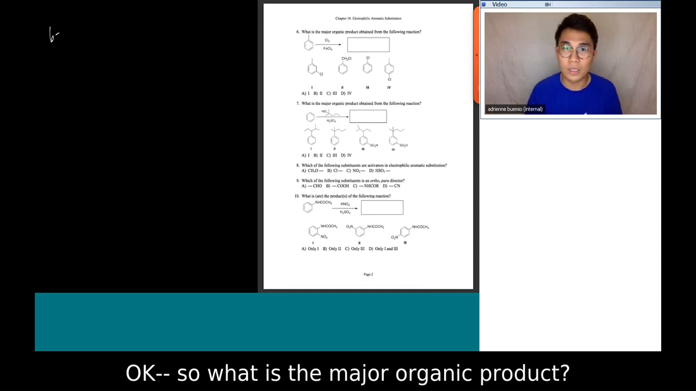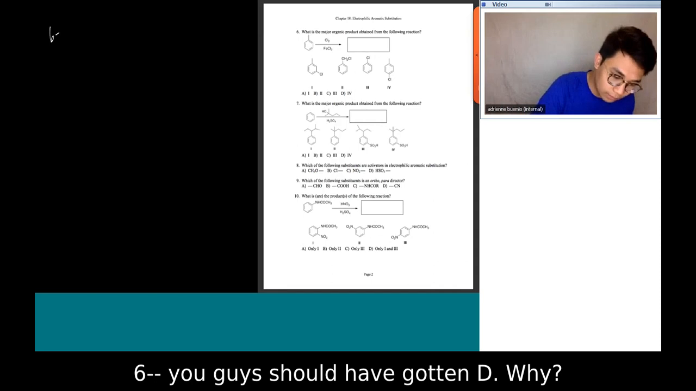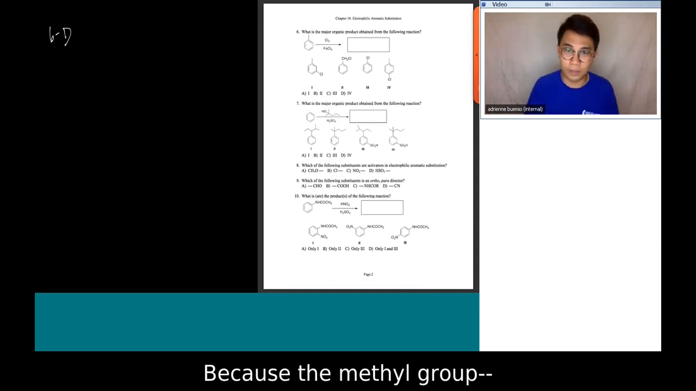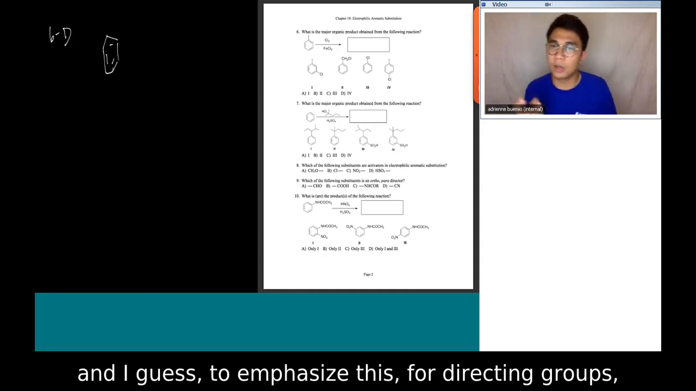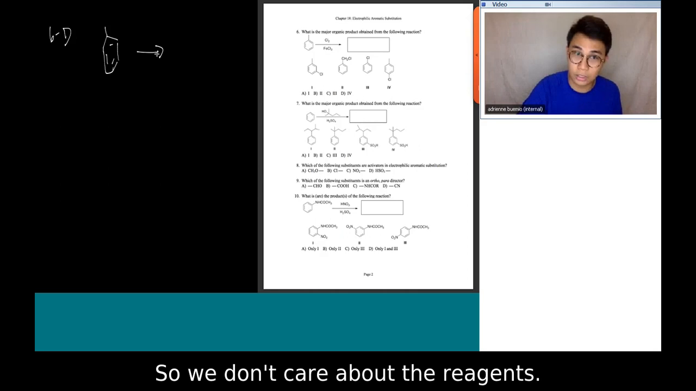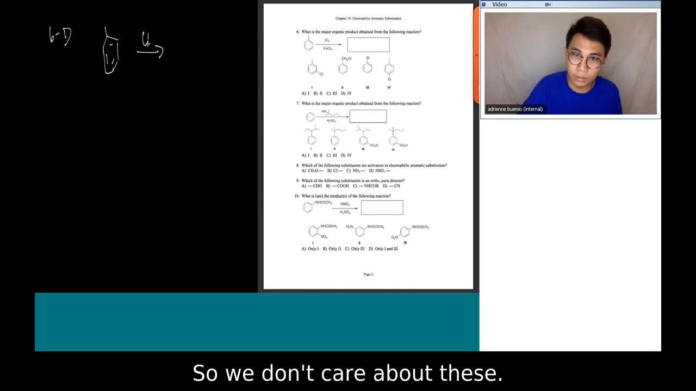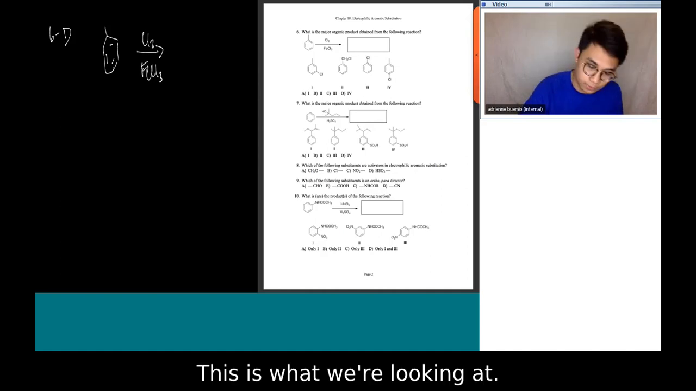Okay, so what is a major organic product? 6, you guys should have gotten D. Why? Because the methyl group. And I guess to emphasize this, for directing groups, we look at the reactants, right? So we don't care about the reagents, right? This is what we're looking at.